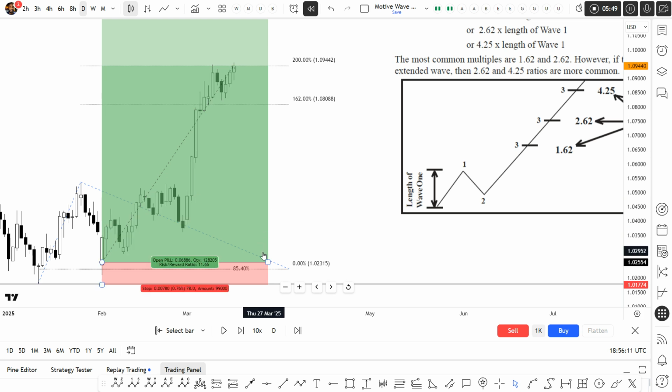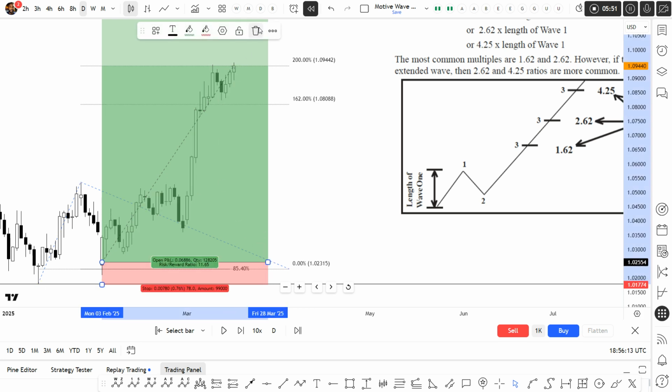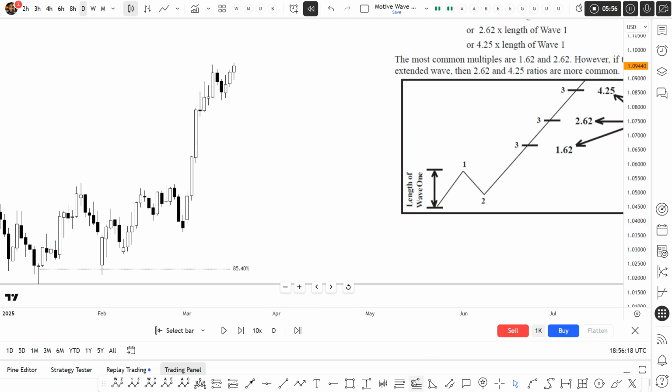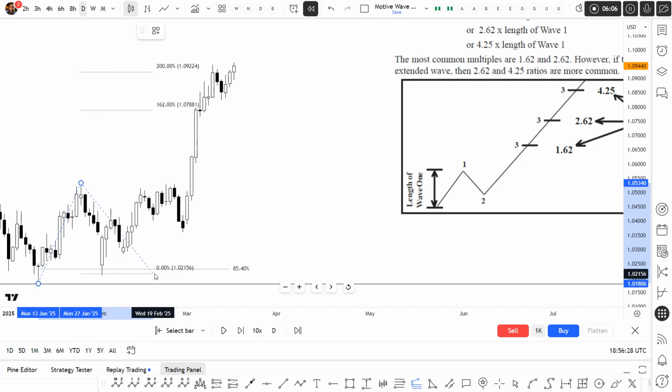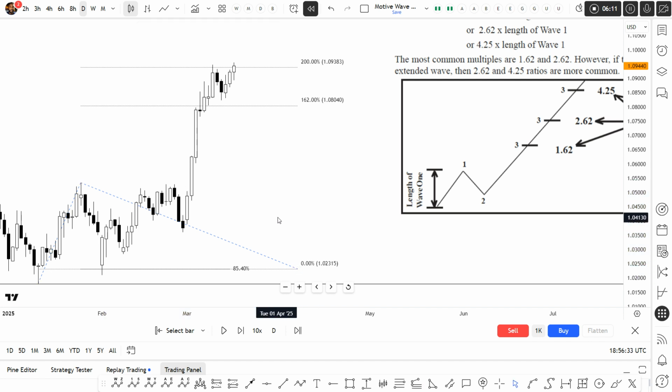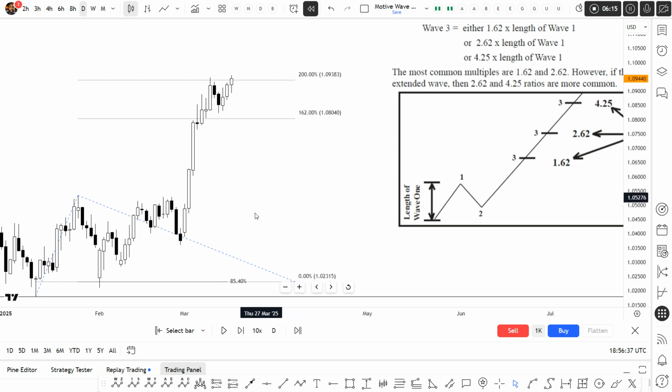So how do I plot the end point? How do I make use of it? Like I said, I usually click on this tool, the trend based fib extension, the Fibonacci extension. I will click from the starting point of wave one to the end point of wave one, and to the end point of wave two. Those are the things I usually do to know the end point of wave three.